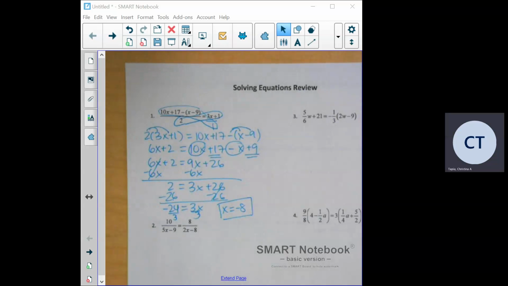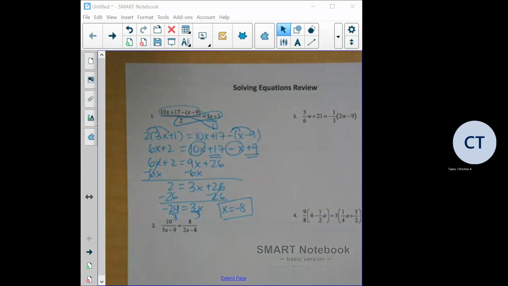What could I do if I wanted to check if I was right? Plug it back in. I will tell you, this is a true story. My senior just graduated last year. She was in my Algebra 1, my Algebra 2, and my geometry class. She checked her work after every single question. She never got a question wrong. She had straight A's in all of the classes that I taught her.